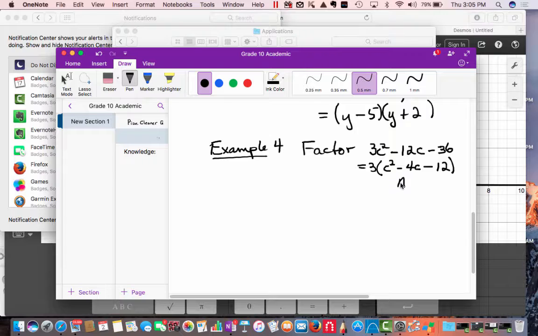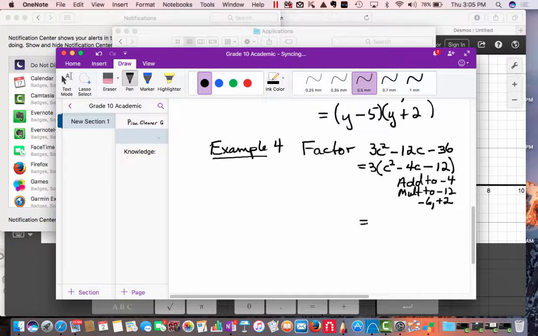So let's see if we can find some numbers that add to negative 4 and multiply to negative 12. Once again, because they multiply to a negative, we need a positive and a negative, and because they add to a negative, the larger of those numbers needs to be the negative. So numbers that multiply to 12, 4 and 3 doesn't add to 4, but negative 6 and positive 2 seem to add to negative 4 and multiply to negative 12.